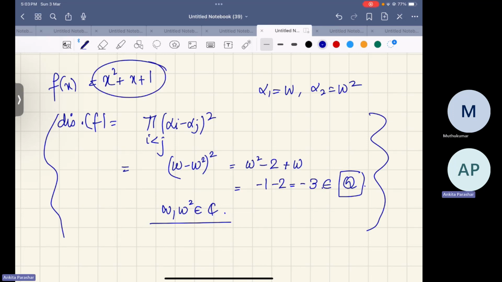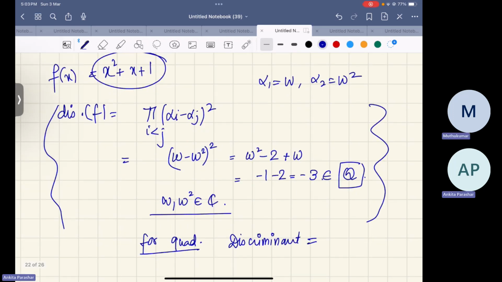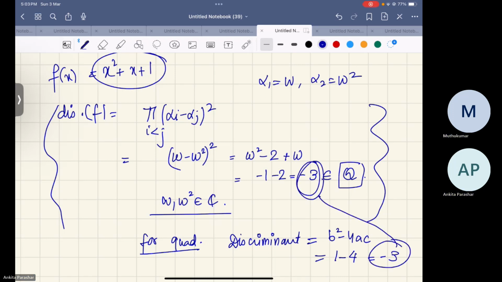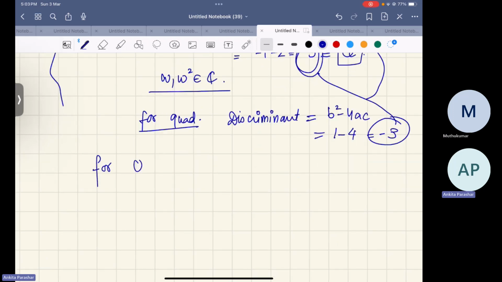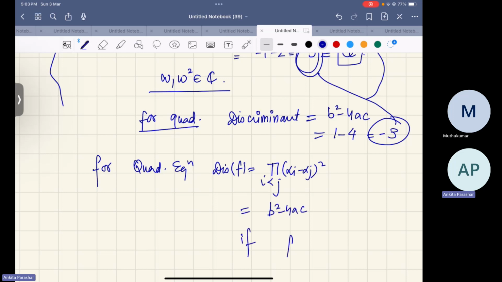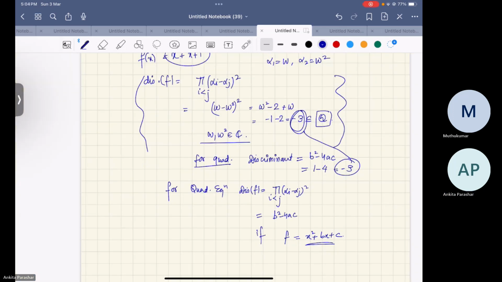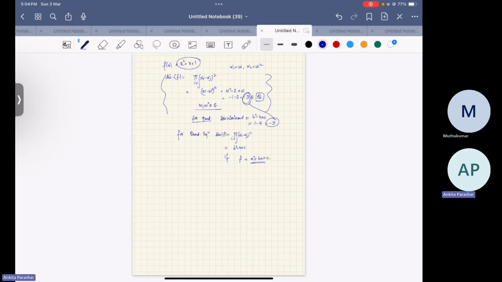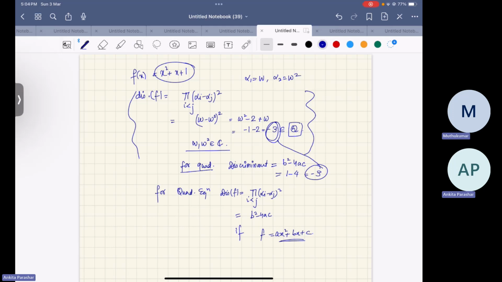But you don't have to do all this. For a quadratic equation, the discriminant by finding the roots is the same as the discriminant of the polynomial. The discriminant is b squared minus 4ac. Here it is 1 squared minus 4. Is it matching this number? Yes. So for a quadratic, the discriminant of f, the product of (alpha_i minus alpha_j) squared, is the same as b squared minus 4ac if f is ax squared plus bx plus c. So I will end it here.